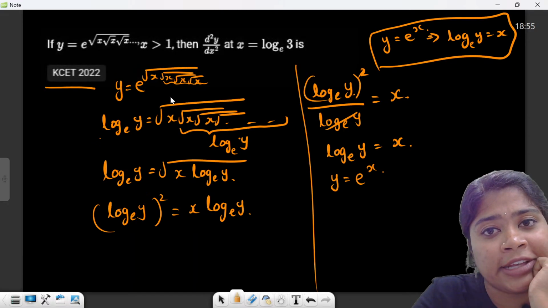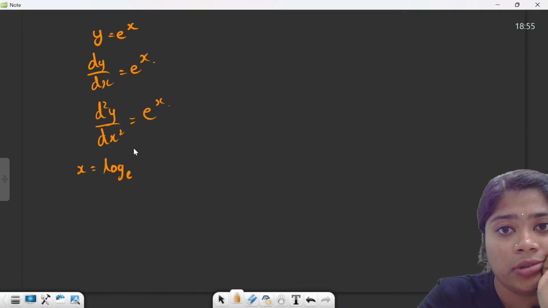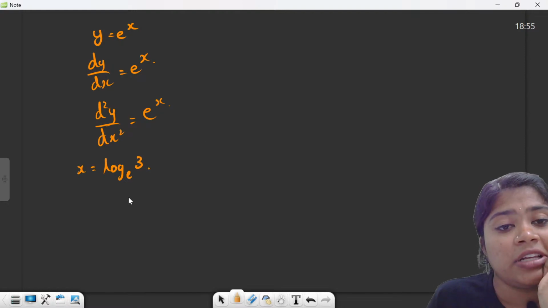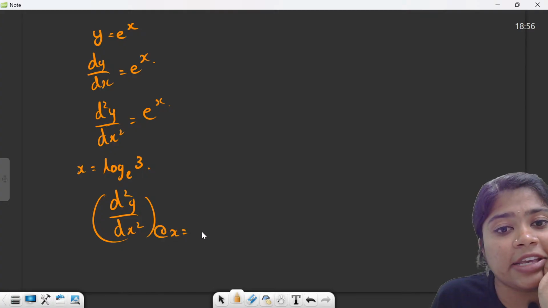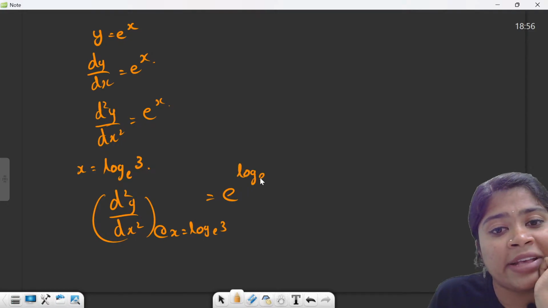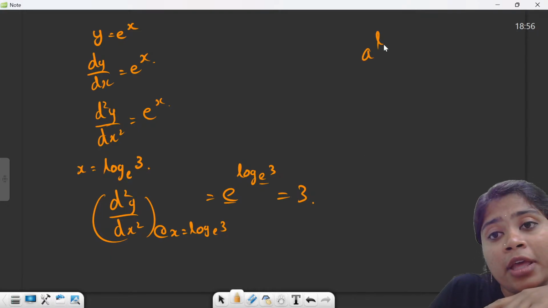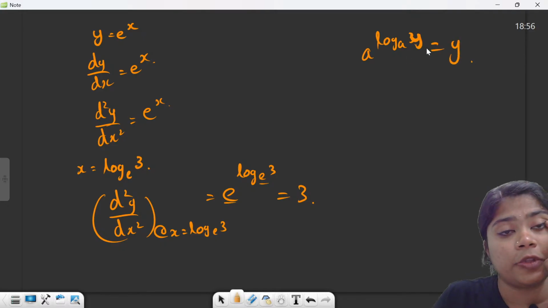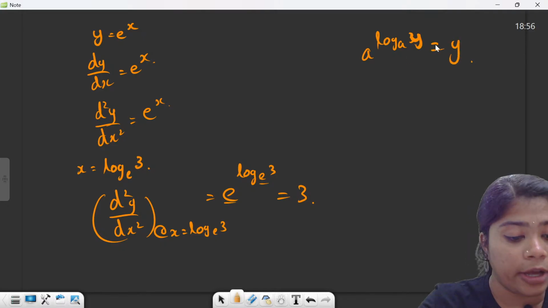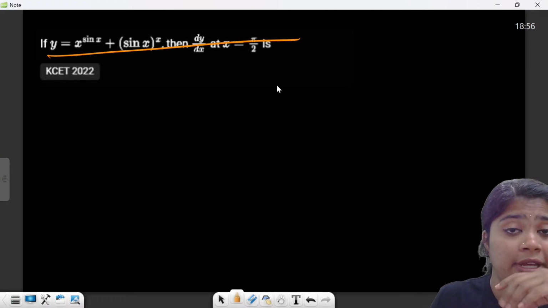So at which point are they asking you to put? At x is equal to log base e 3. So d square y by dx square at x is equal to log base e 3 is equal to e power log base e 3. Bases are actually the same. The answer is 3. So we have a property: a power log base a of some constant y is there, so y will be the answer. This is a property we are using. I hope you guys understood. Right? This type of question we already did in the session.